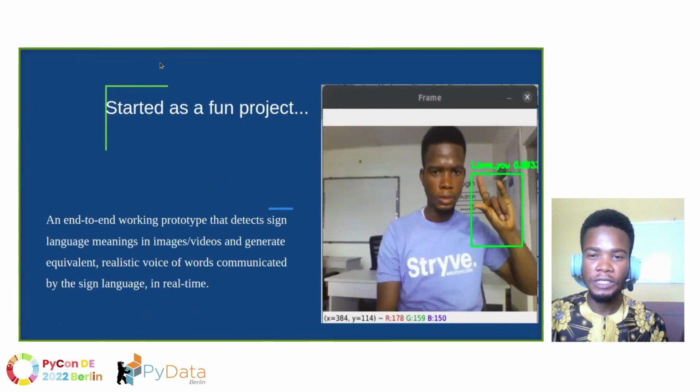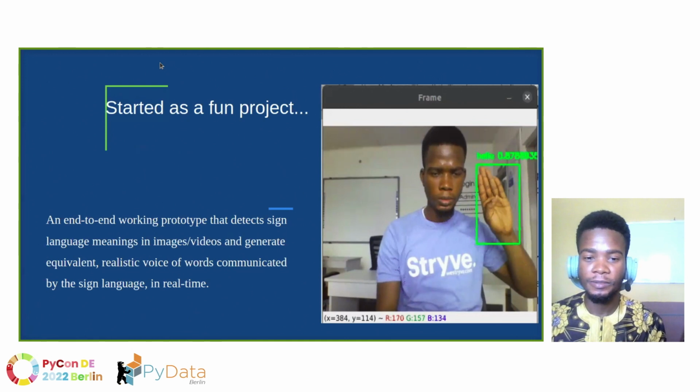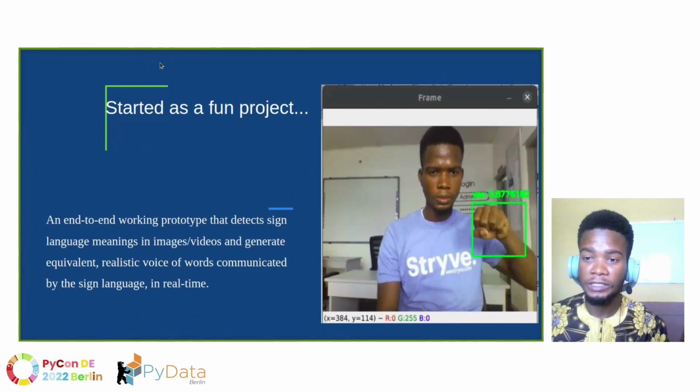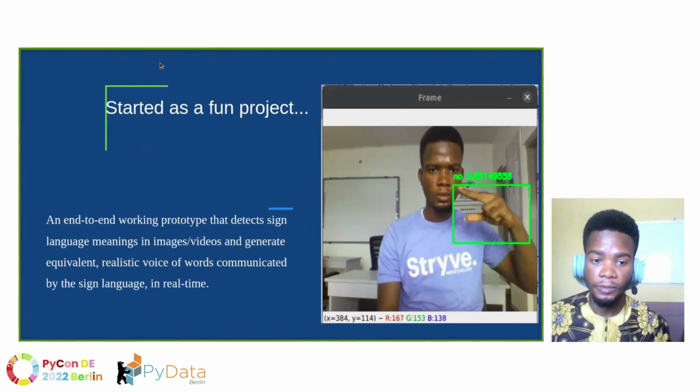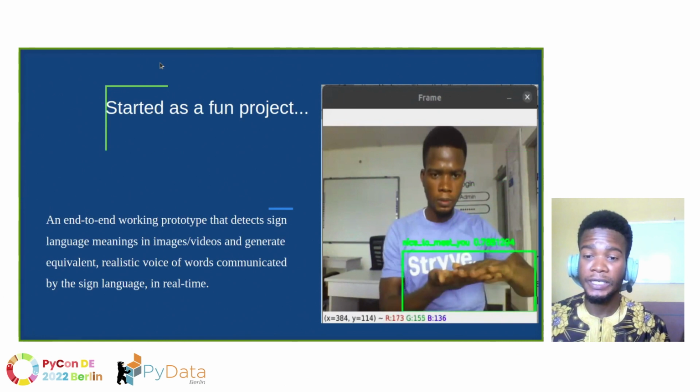So the project started out as a fun project. It's an end-to-end working prototype that detects sign language meanings in images and videos and generates an equivalent voice of words that is being communicated by the sign language. Everything in real time.